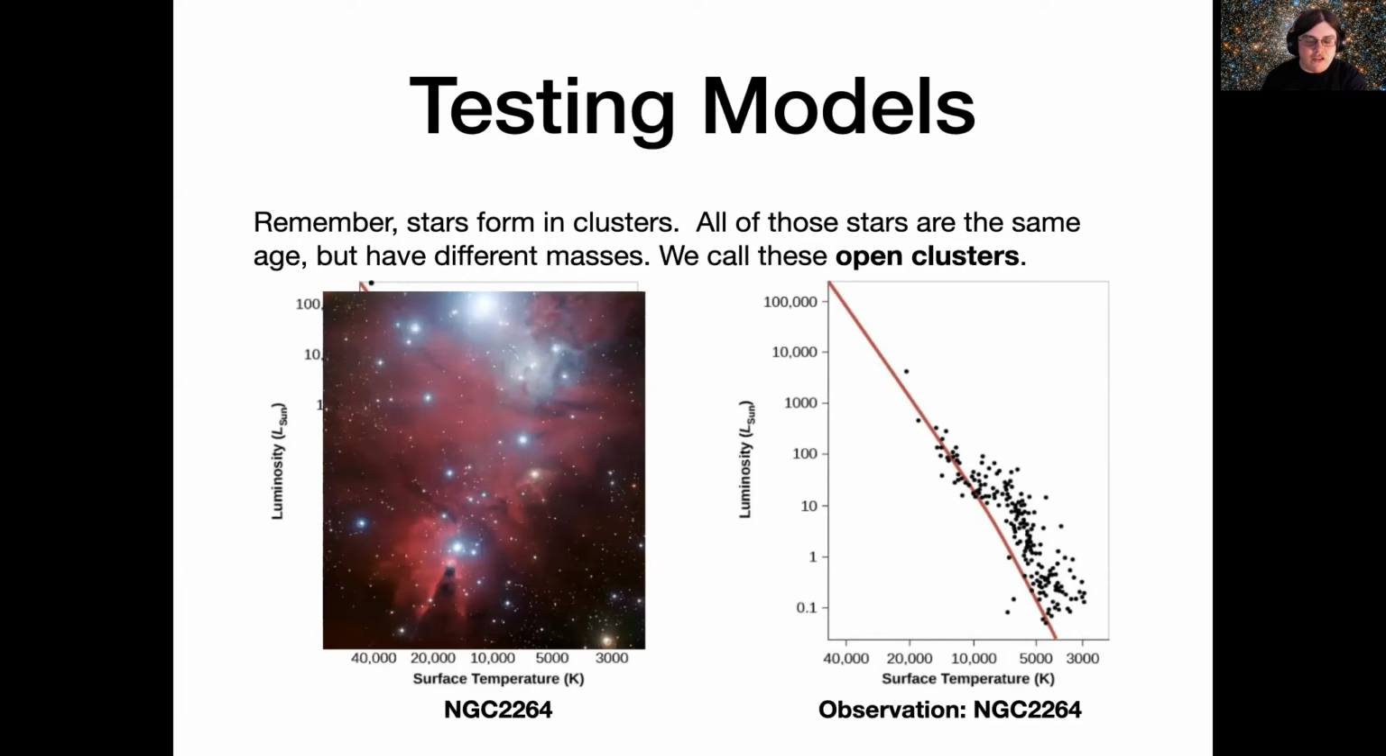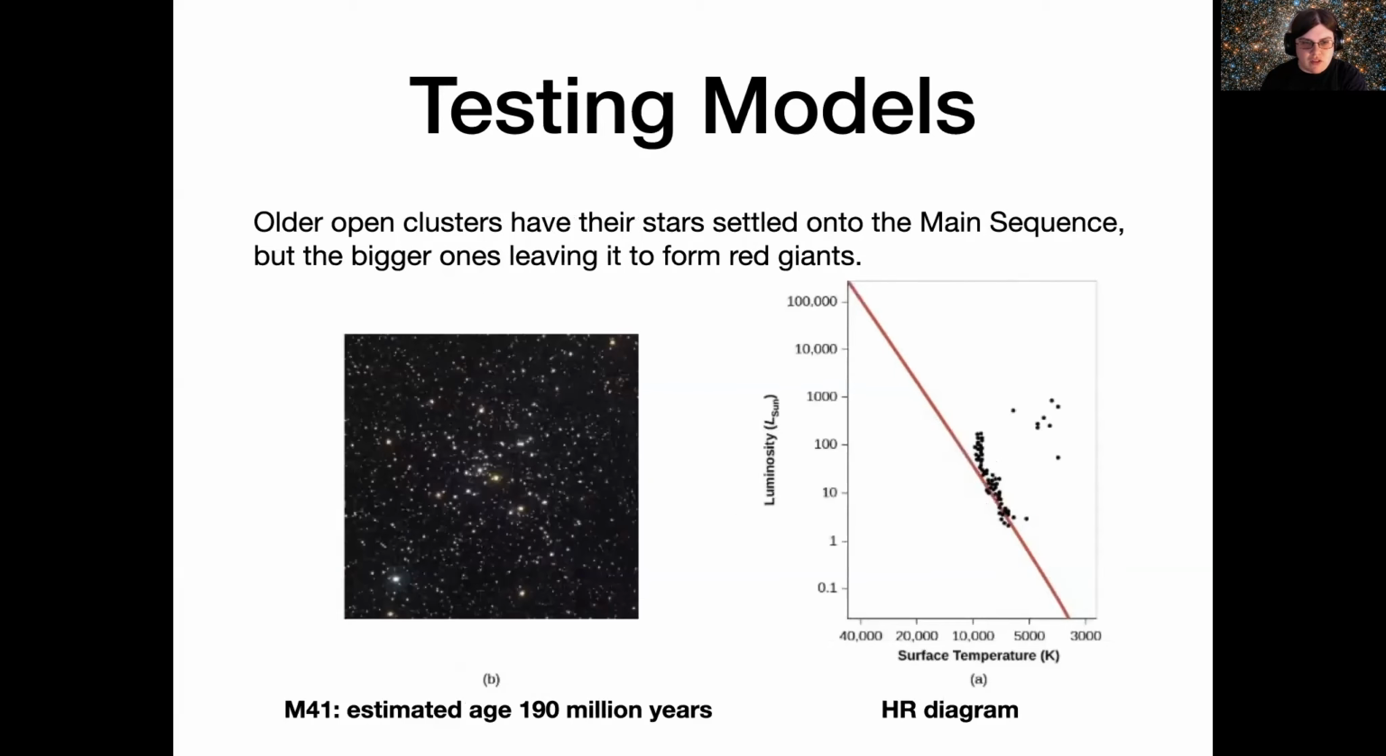Now we call these clusters open clusters, and I've mentioned them before. These are young clusters that formed out of a big star forming region, and they're still kind of attached to each other gravitationally. So let's look at an older cluster. This is M41, and this is its HR diagram. You can see the stars from about 1 to 10 solar luminosities are sitting on the main sequence, but they're starting to branch off at around maybe 10 or 20 and leave the main sequence.